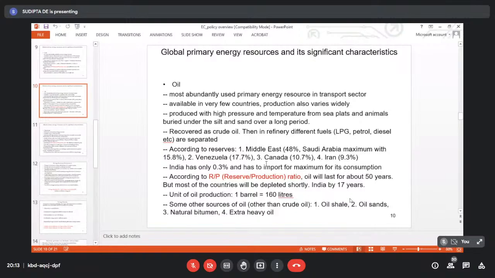So what you can do, you can shut down one of the units if, say, it is within 400 megawatts, but that is also not desirable, because the firing of that particular plant again will cause a lot of extra oil consumption. Anyway, what I want to mention is that though oil is required for the power plant, it is mostly required for the transport sector. It is available in very few countries, and production also varies widely.